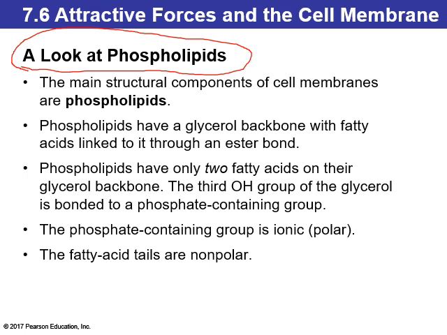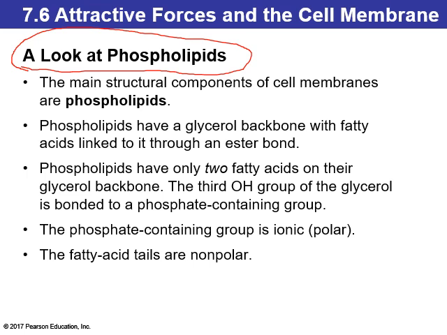So evolution has created the phospholipid. So we have this main structural component of our cell membrane, which is called a phospholipid. It's still got that glycerol backbone. It's going to have 2 fatty acids linked together through an ester, and that 3rd carbon is going to be bound to a phosphate containing group.